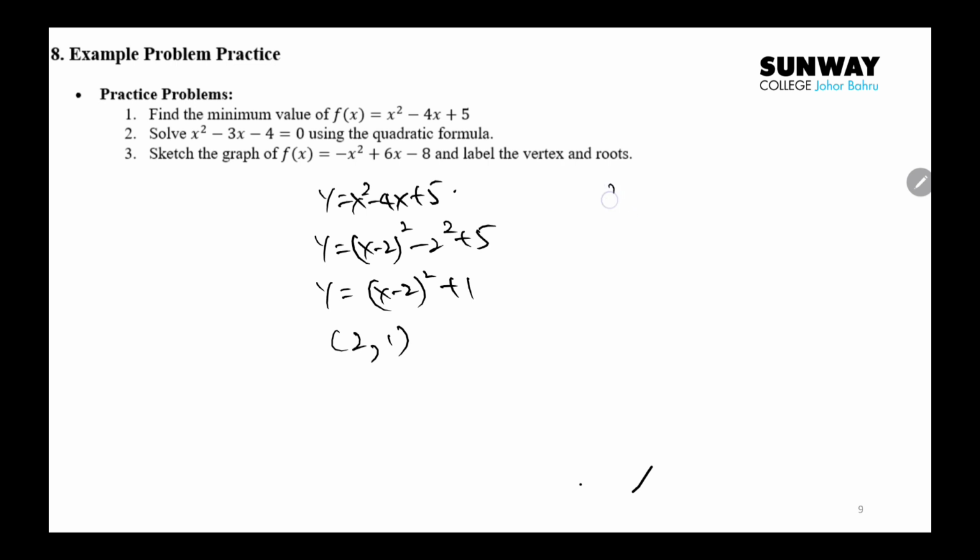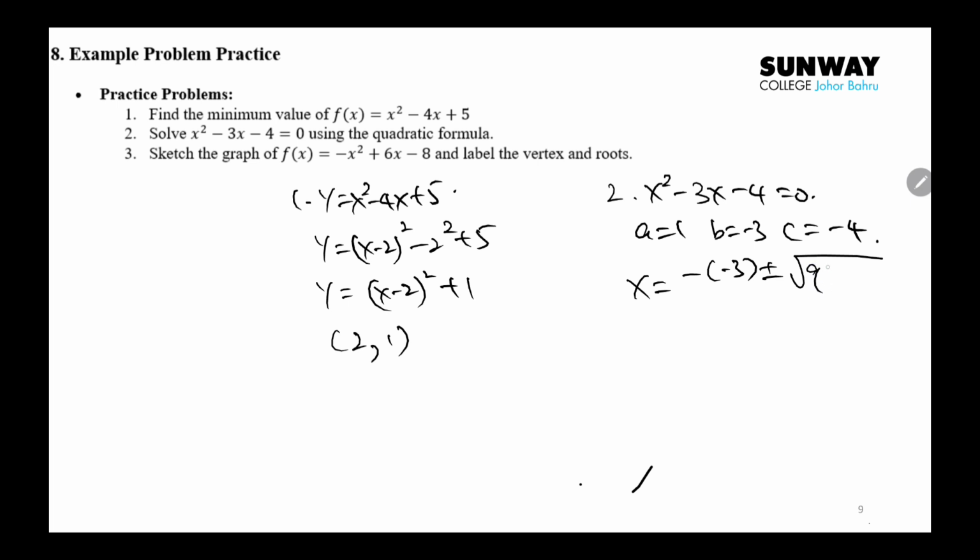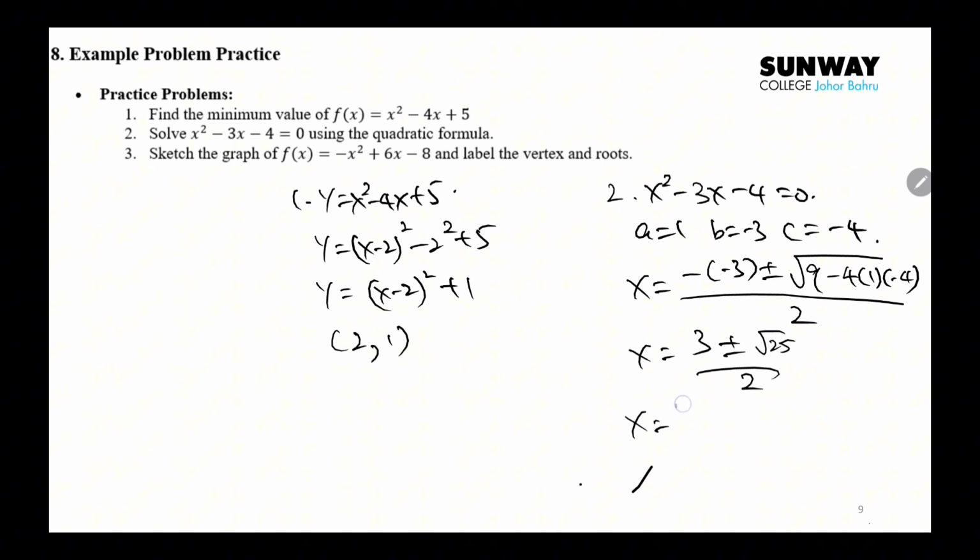Solve using the quadratic formula for the second question: x squared minus 3x minus 4 equals 0. a equals 1, b equals negative 3, c equals negative 4. So x equals negative b plus or minus the square root of b squared minus 4ac, divided by 2a. So x equals positive 3 plus or minus 5, over 2. So x is 8 over 2, or x is negative 2 over 2. So x is going to be 4, or x is going to be negative 1. So these are the two values.